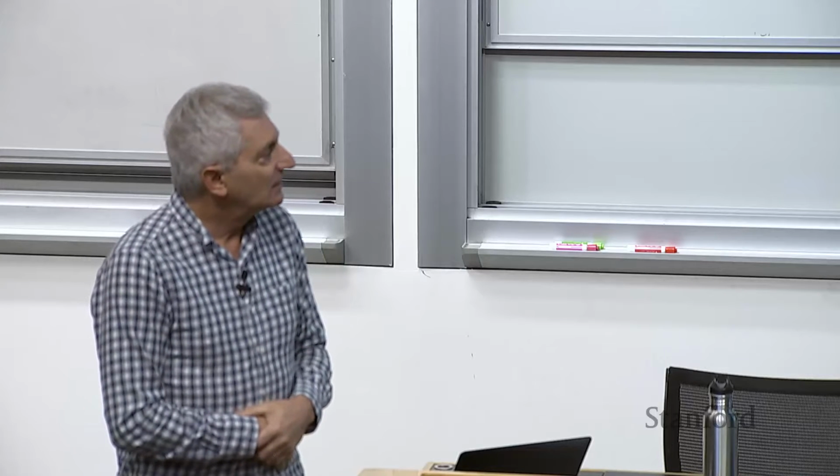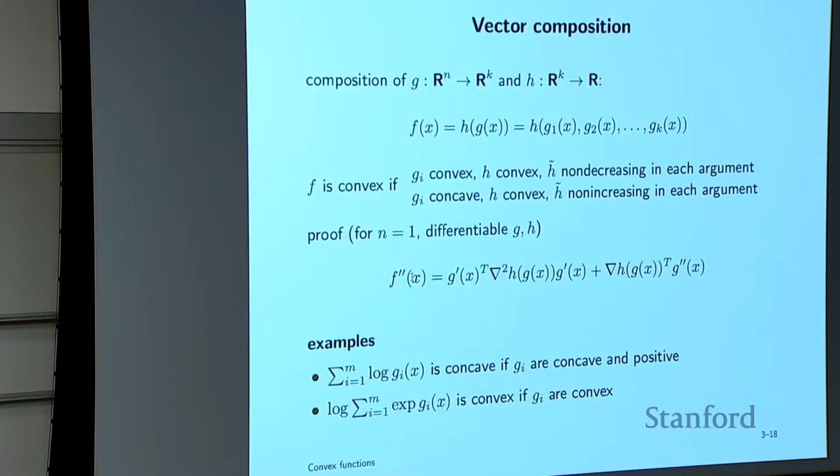Is this supposed to be convex? Is there a typo there? Where? The example is written summation log g of i is concave. No, that's correct. Yeah. So let me explain why. Oh, I'm sorry. That's a very good point. I didn't say this.